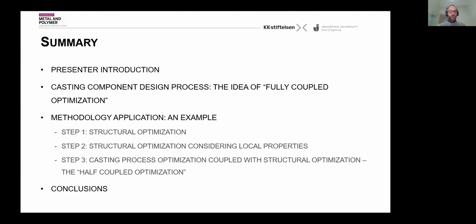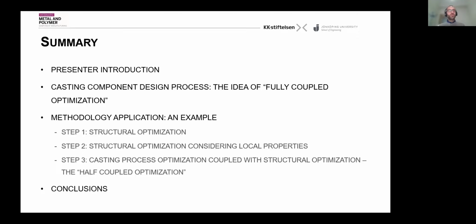Then we will see an example of the methodology application, mainly starting from the easiest way, that is just the structural optimization of a CAD component. Then step 2 will be the structural optimization considering local properties. That is exactly the field where Jakob is working so far. And then at the end, we will see what we call the half-coupled optimization.